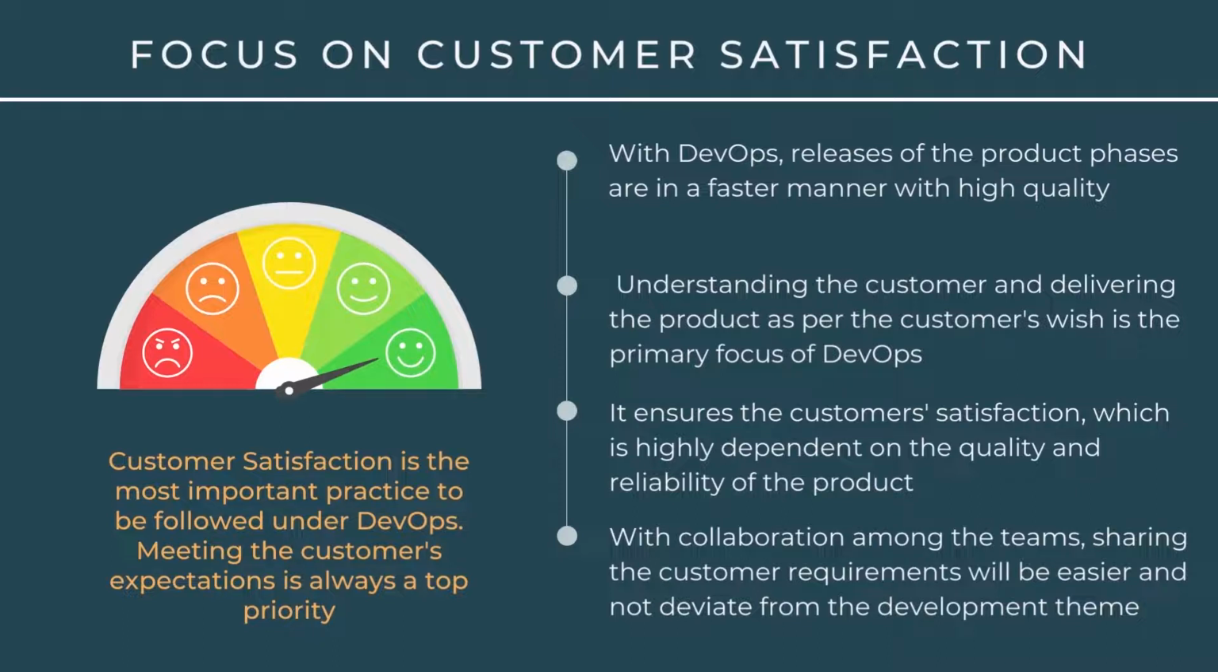As DevOps uses the Agile model, changes or additions to customer requirements are made immediately. Understanding the customer and delivering the product as per the customer's wish is the primary focus of DevOps. It ensures the customer's satisfaction, which is highly dependent on the quality and reliability of the product. With collaboration among the teams, sharing the customer requirements will be easier and not deviate from the development theme. Thus, the customer-first approach followed by DevOps is highly helpful for satisfying the customers in terms of all perspectives.